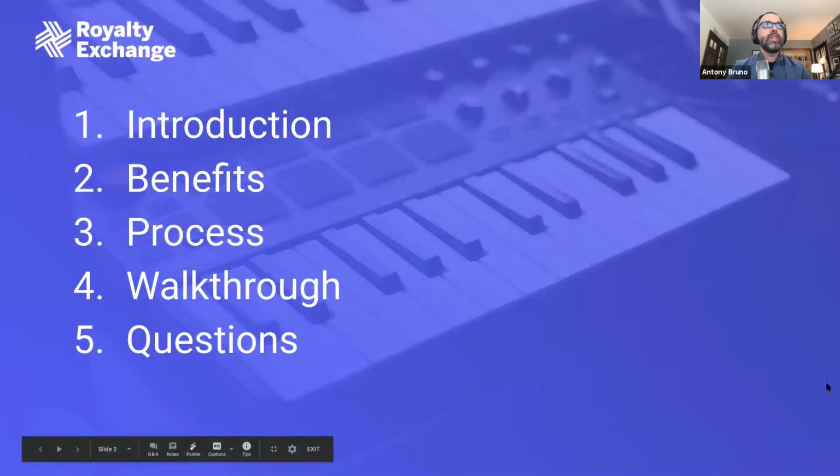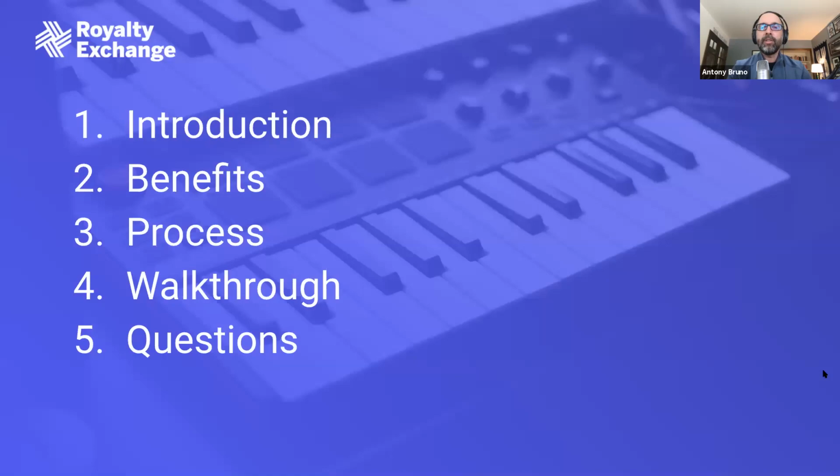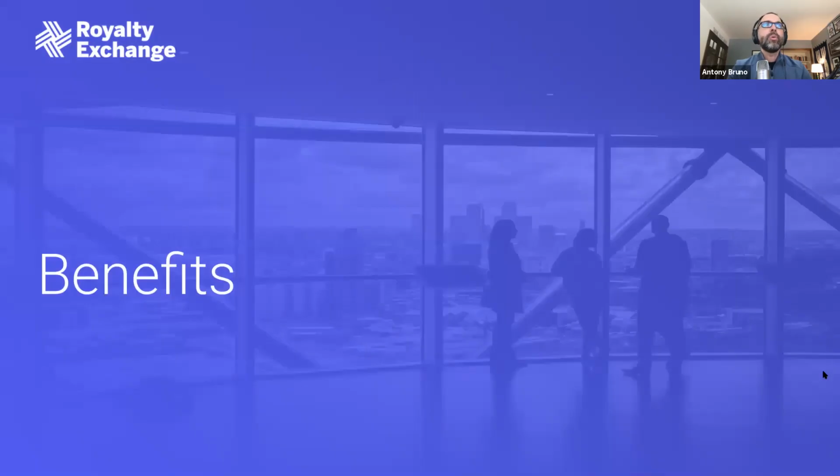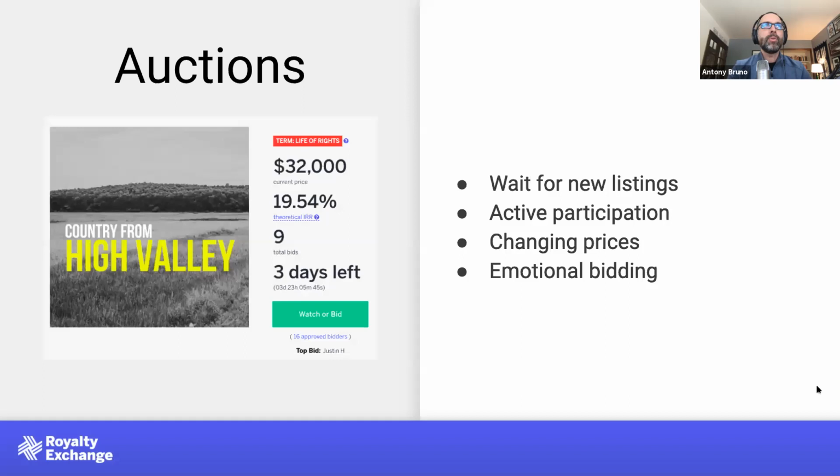Basically, here's the agenda for today. We'll quickly introduce the feature itself, the benefits of it, the process, give you a quick live walkthrough, and then answer your questions. So for the benefits, I'm going to hand it over to Matt briefly, and he can tell you about what we've done here and why you might want to think about using it. So Matt?